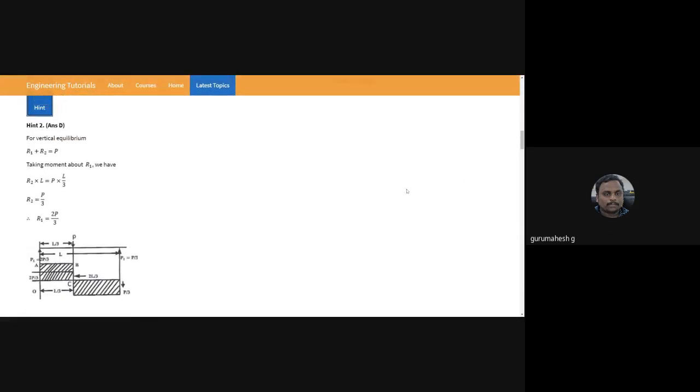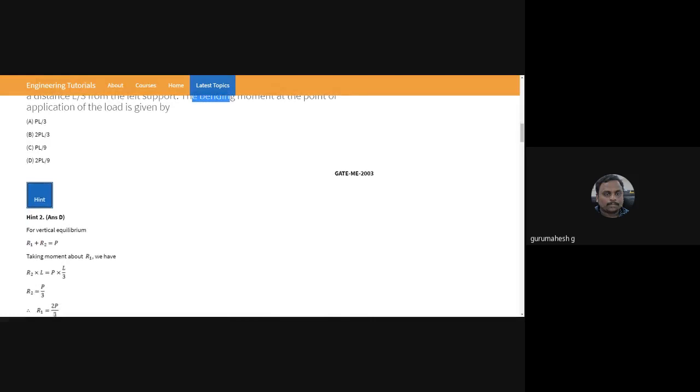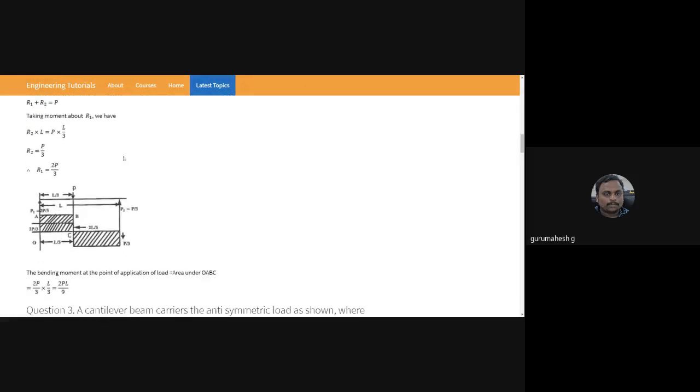This problem was asked in the 2003 GATE question paper, GATE ME 2003. A concentrated load P acts on a simply supported beam of span L. The distance and bending moment at the point of application of load is given: PL by 3, 2PL by 3, PL by 9, 2PL by 9. So it is given as a simply supported beam. L by 3 is the position at the left side, where P acts.